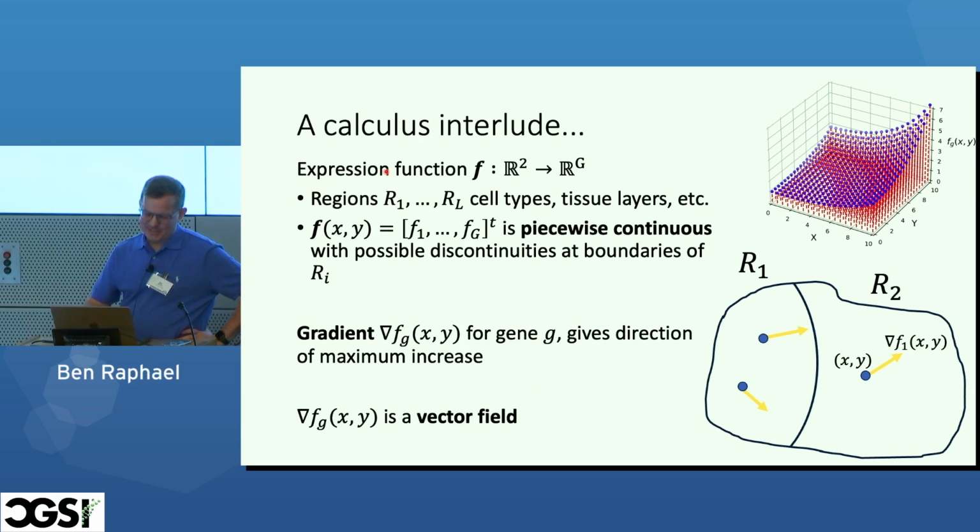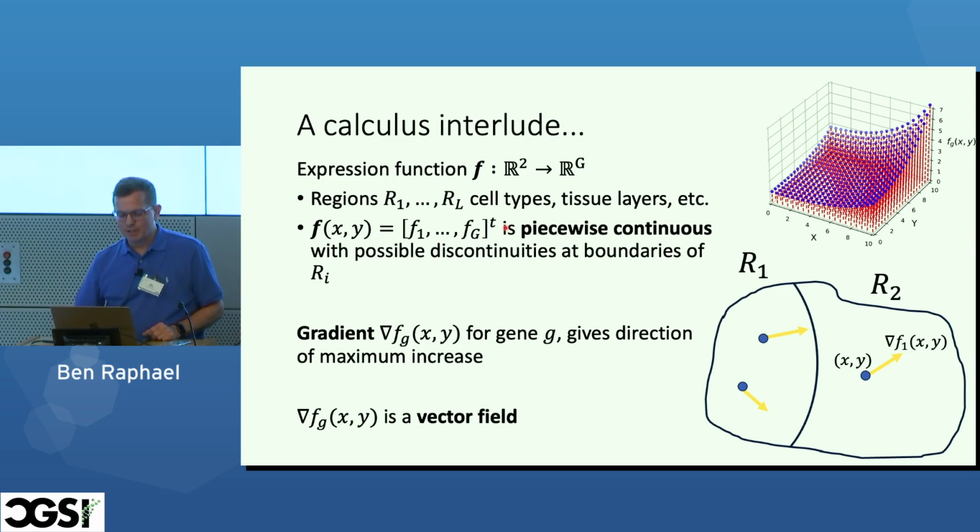Yeah, but no one ever looks at it. It's just run the PyTorch package. But here's the calculus. So this expression function is a function from location in 2D to R^G, for every gene, so a high dimensional thing. Let's assume that we have these different regions, so there's different regions or layers somewhere. We don't have to prescribe where they are.